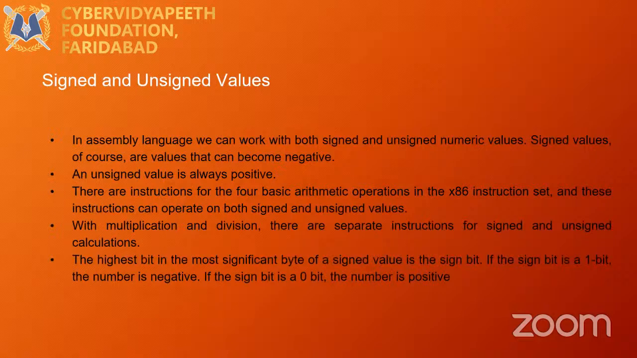Let's talk a little bit about signed and unsigned values. In assembly language, we can work with both signed and unsigned numeric values. Signed values, of course, are values that can become negative. An unsigned value is always positive no matter what. There are instructions for the 4 basic arithmetic operations in the x86 instruction set, and these instructions can operate on both signed and unsigned values. With multiplication and division, there are separate instructions for signed and unsigned calculation. The highest bit, in the most significant byte of a signed value, is the sign bit. If the sign bit is a 1, the number is negative. If the sign bit is 0, the number is positive.